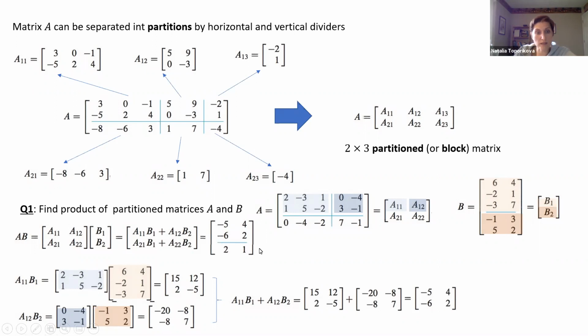Okay, and this is how the partitioning works. So I'd like you to go ahead and solve several practice problems from the end of the chapter.